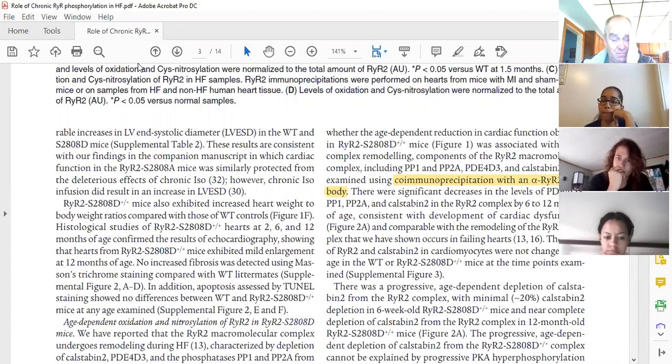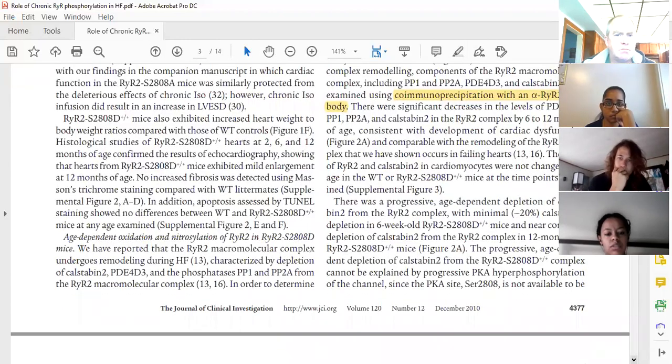So, Bezuit, why don't you read the next paragraph? Mutated receptor plus mice also exhibited increased heart weight to body weight ratios compared with those of the wild type controls. Histological studies of the receptor plus hearts at 2, 6, and 12 months of age confirmed the results of echocardiography, showing the hearts from the receptor plus mice exhibited mild enlargement at 12 months of age. Should I go on? Yeah, go ahead. No increased fibrosis was detected using Masson's trichrome staining compared with wild-type littermates. In addition, apoptosis assessed by TUNEL staining showed no differences between wild-type and the receptor plus mice at any age examined. Okay, so the hearts seem pretty normal except they're enlarged.